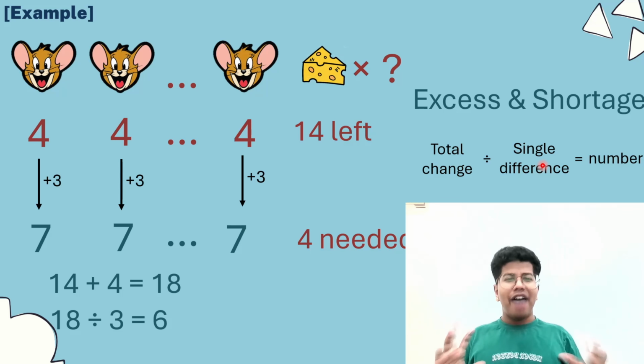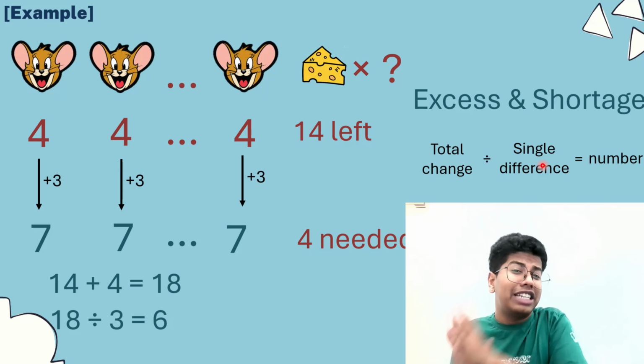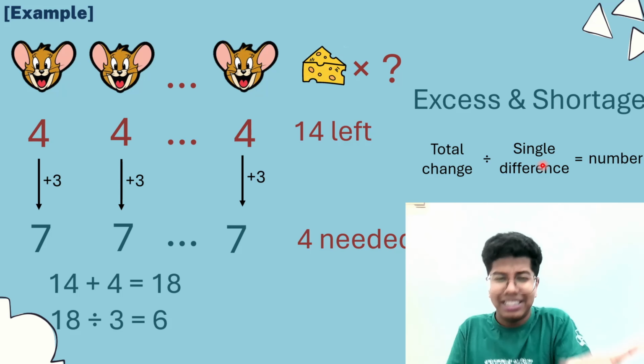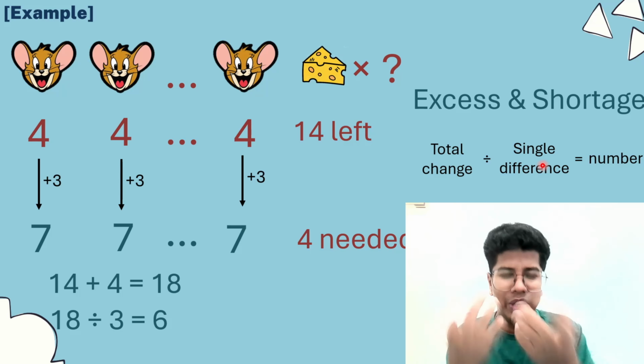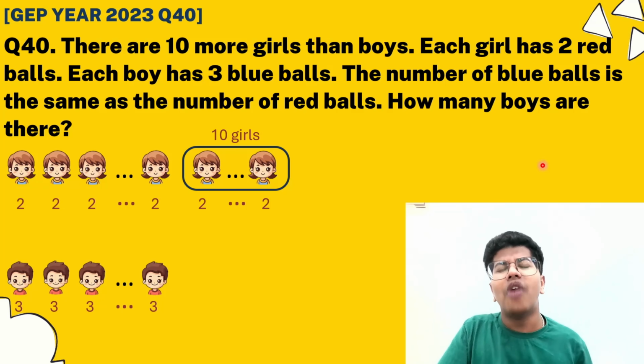So whenever you have a question based on excess, we can find out what is the total that is present. But whenever we have a question based on excess and shortage, we can find out the total change. That is excess, shortage, just add them together. Now understanding this, let's move on to our question.